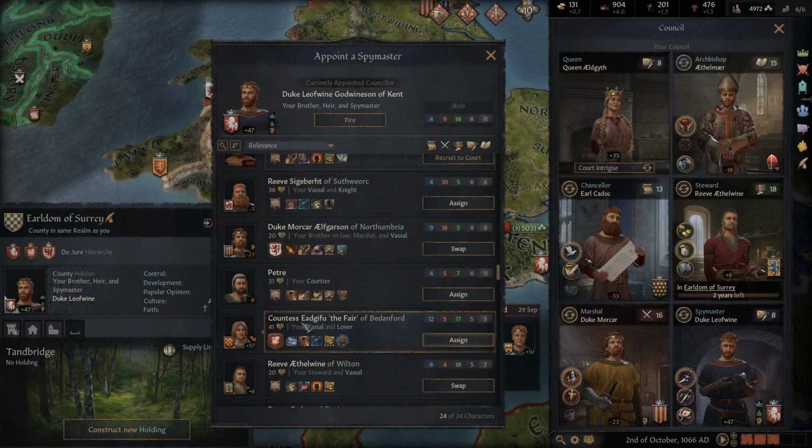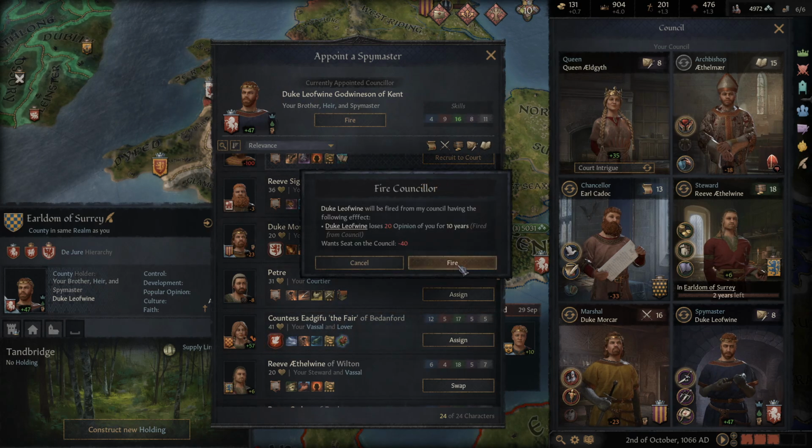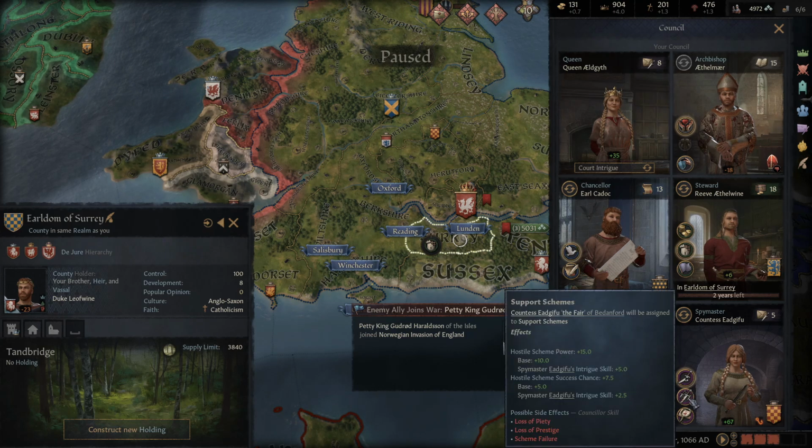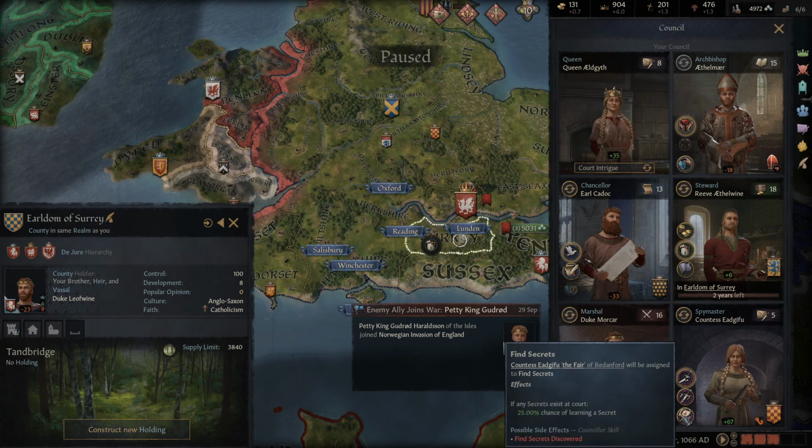He or she can disrupt schemes, which increases your resistance to plots against you, and increases the chance of you discovering who is doing the said plotting. This is quite useful if you want to find out if someone is killing you. You can also support schemes, which increases your scheme power and success chance. All this basically increases the chance you have of murdering someone, for example, and you can also try to find out secrets, which gives you a monthly chance of learning someone's dark secrets inside your court that you can use as hooks or to blackmail the unfortunate soul whose secrets you have discovered.